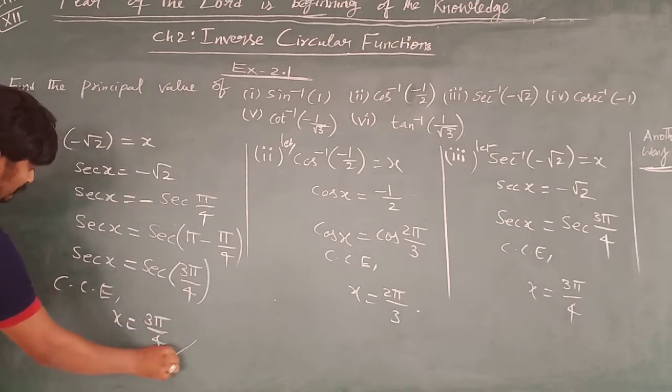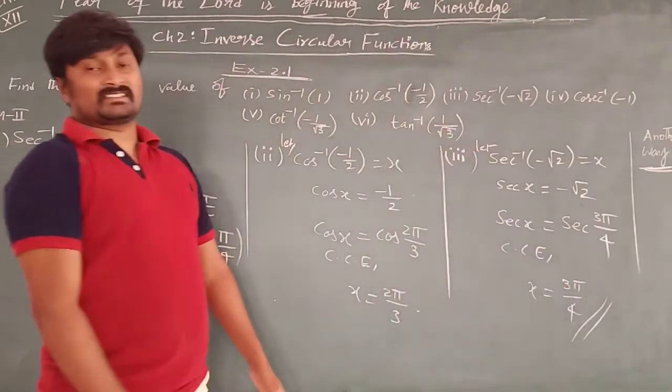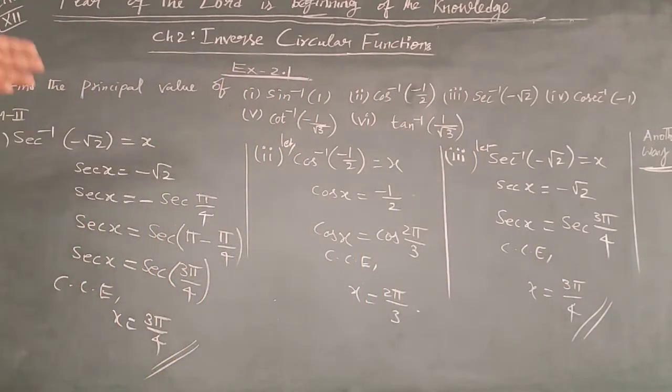You just check, method 2 answer is the same, method 1 answer is also the same. Whichever method it is, method 1 is the direct method, method 2 is where you are simplifying and then solving it. However, the answer will be the same. And the principal value of the third one, secant inverse minus root 2 is equal to x, you found as 3 pi upon 4. So that is about your third one. I hope you all understood.